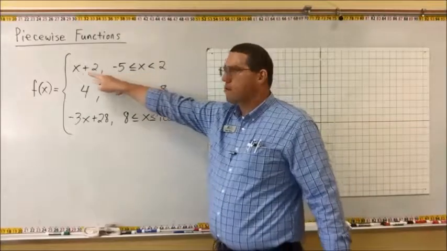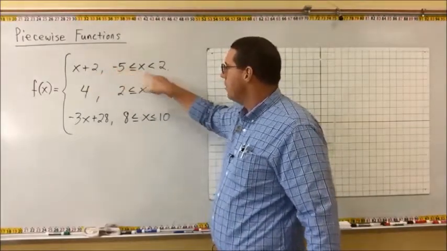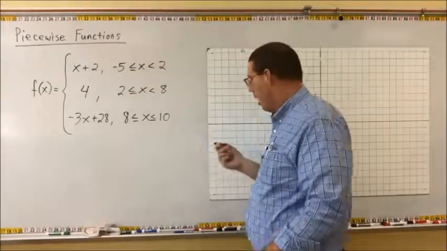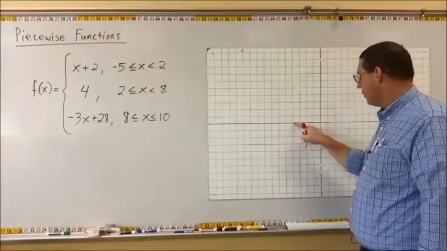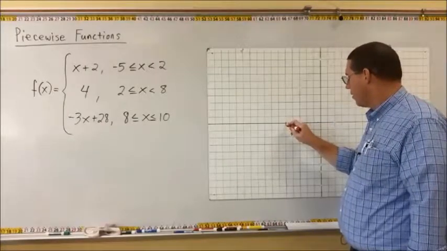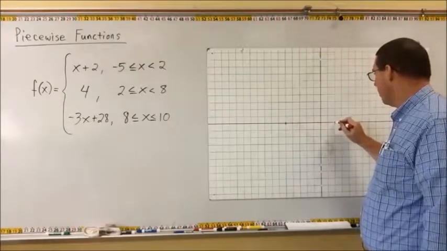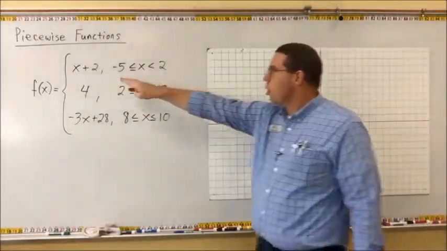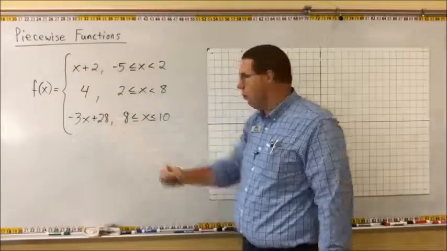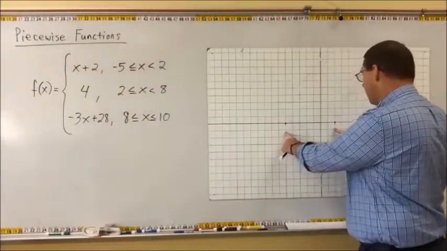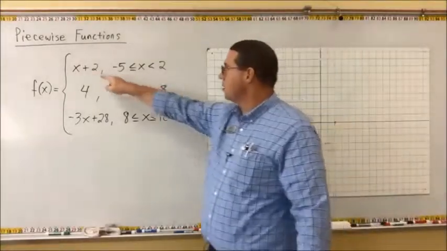We know that the first piece is only going to go from x equals -5 up to x equals 2. And so we're going to go here, the coordinate plane, -1, -2, -3, -4, -5. Okay, so that's right about here, up to +2, which is right here. So we know that for this piece, we are only going to graph the graph of x plus 2 from here to here. Now, if we were to graph x plus 2, this is a linear function.